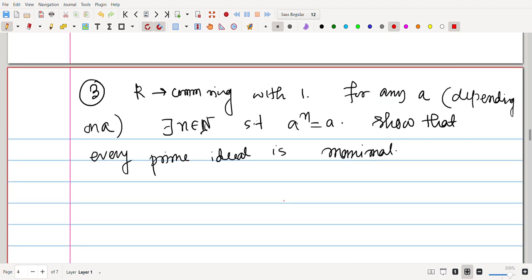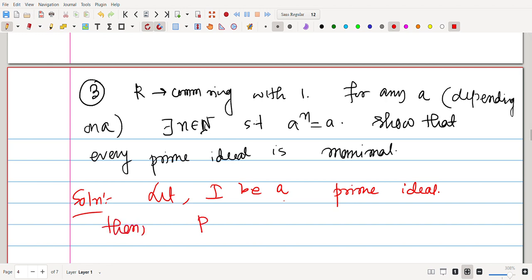Okay. The third one is that R is a commutative ring with 1 such that for any a, depending on a, there exists a natural number n such that a power n is equal to a. Show that every prime ideal is maximal. Let I be a prime ideal, then R mod I is an integral domain.